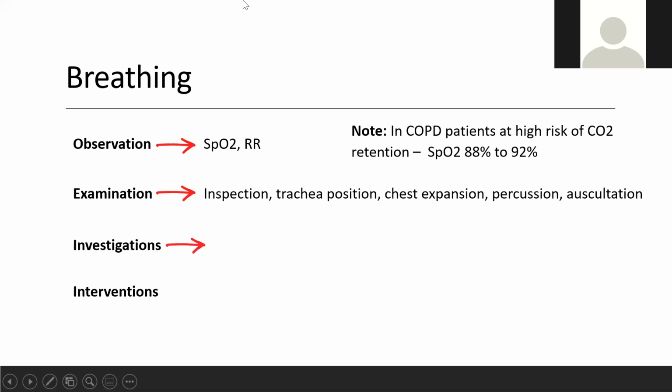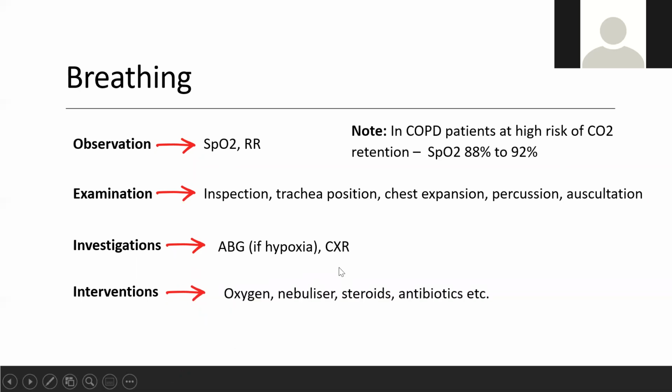Investigations you can order that would be relevant in the breathing section would be an ABG if they're hypoxic, or a chest x-ray. And in terms of interventions, those can be quite broad. You can give oxygen, nebulizers, steroids, antibiotics. It all depends on what the patient presents with and how you think is best to treat them.